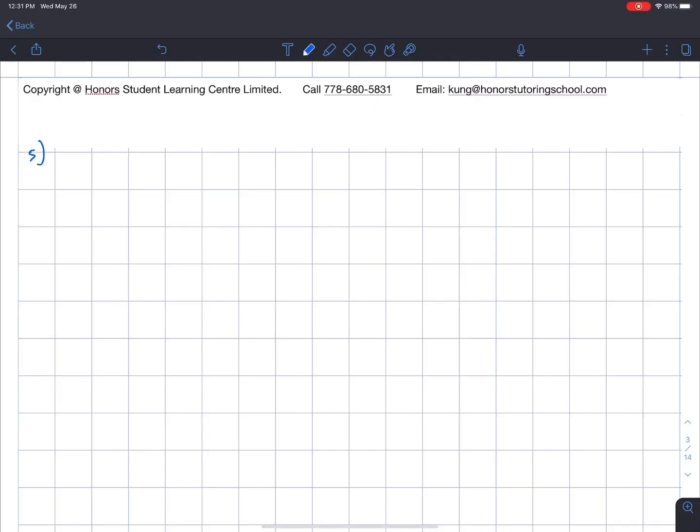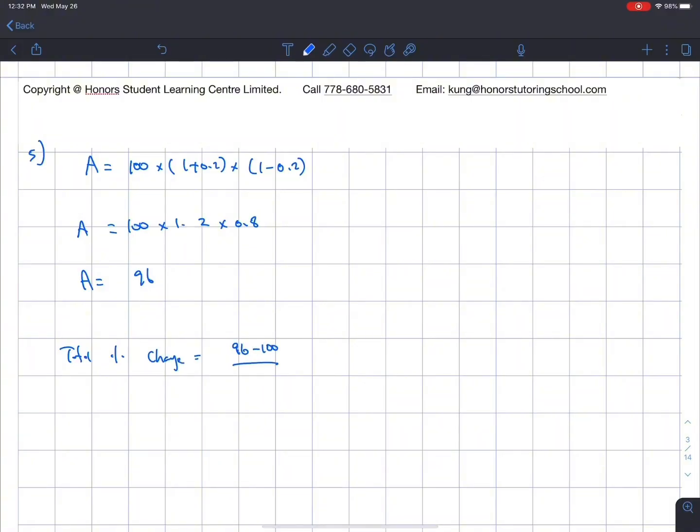Question 5. Determine the percentage increase or decrease on a 20% increase, then a 20% decrease. So the first 20% increase, so times 1 plus 0.2, and then a 20% decrease, so we want to times it by 1 minus 0.2. We get 100 times 1.2 times 0.8. We get 96. So the total percentage change is, ending minus beginning divided by beginning times 100%, and we get negative 4%.